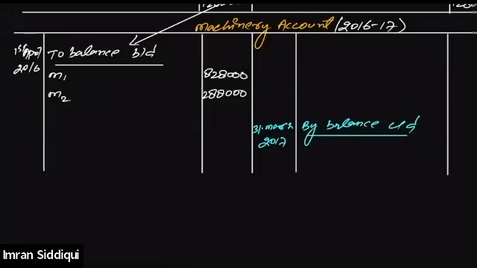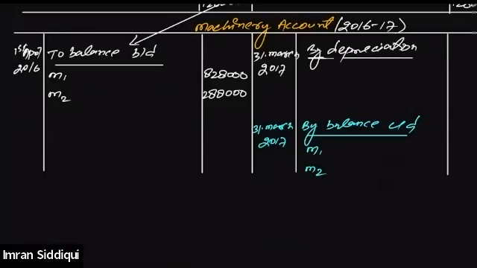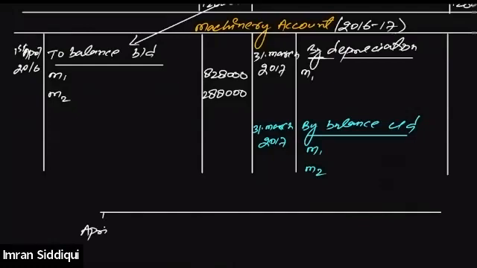Before writing the closing balance of machine 1 and machine 2, I should first of all calculate the depreciation. So let's calculate depreciation till 31st of March 2017. Firstly, we'll calculate depreciation on machine 1, starting from 1st of April 2016 till 31st of March 2017.